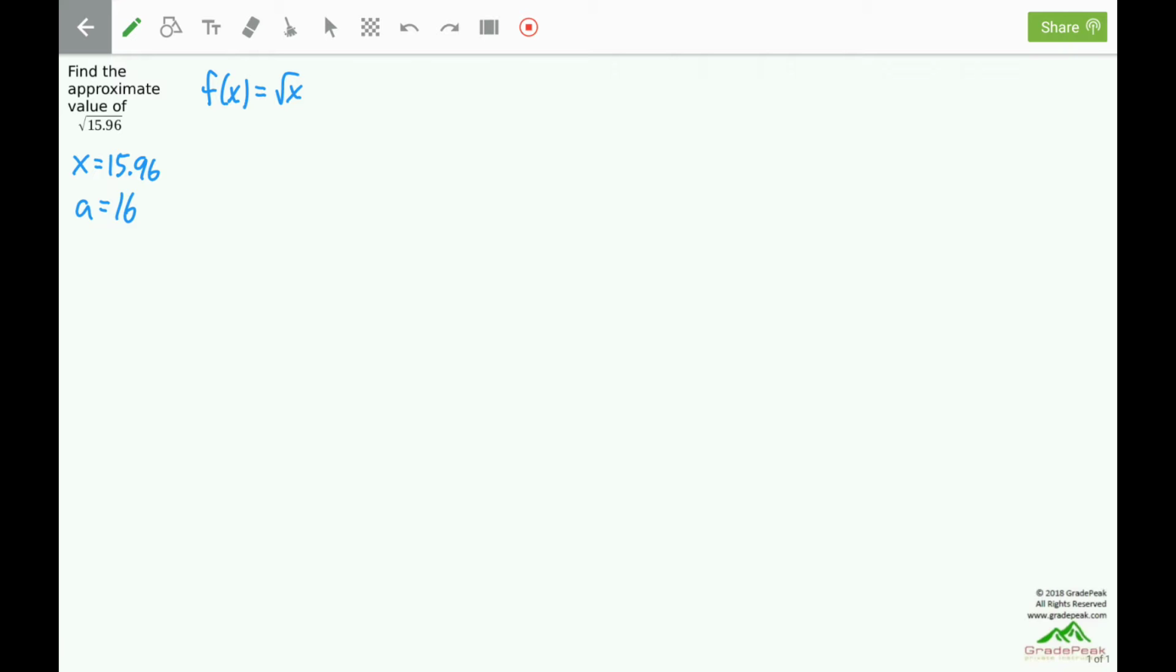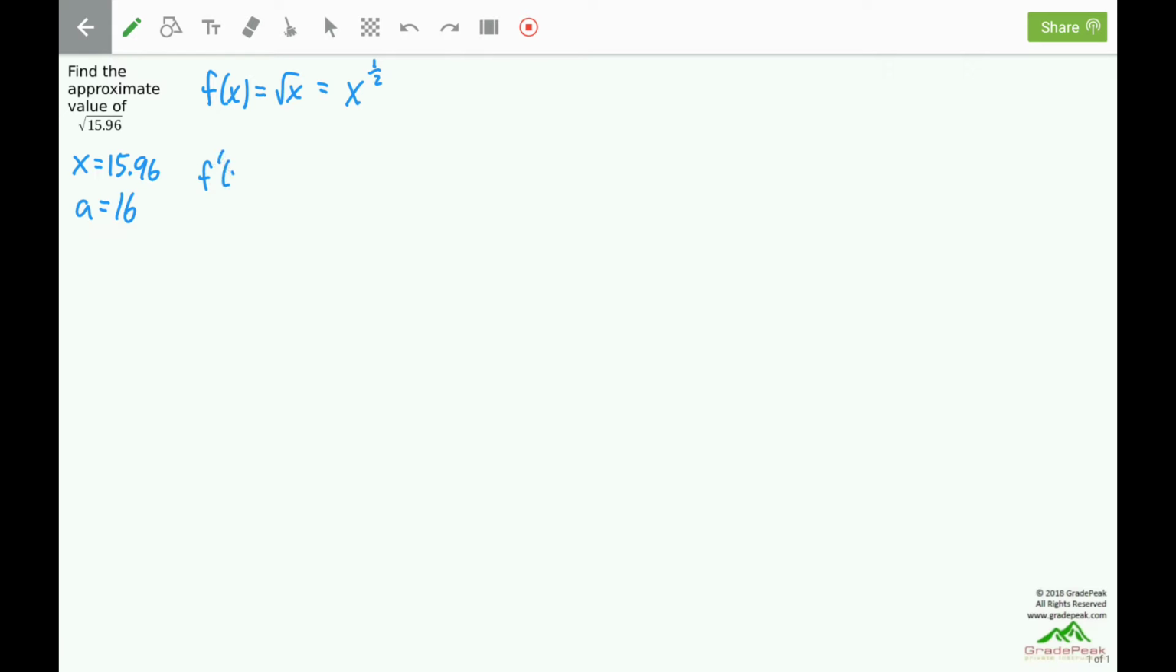We can now find the linear approximation of the function f of x. To do that, we need f of x as well as its derivative f prime of x. Before we take the derivative, let's rewrite the square root of x as a fractional exponent. That's x to the first power and second root, or x to the 1/2 power.